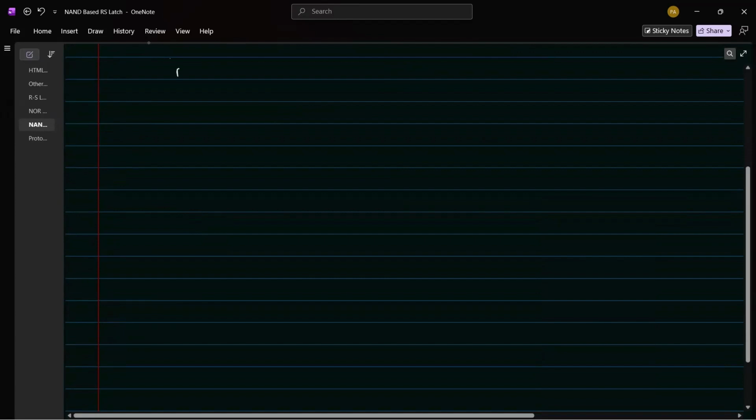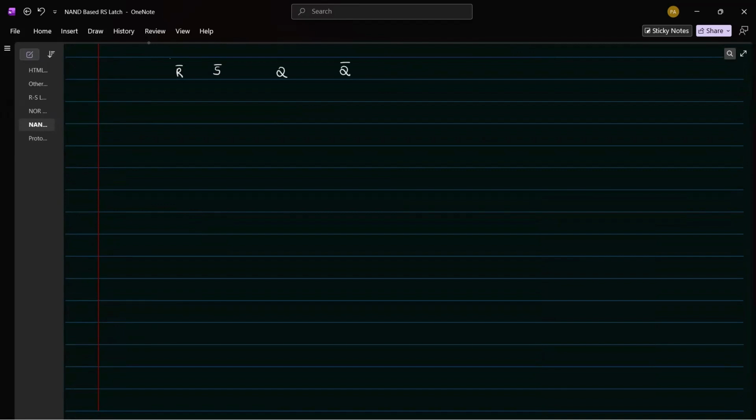Let's start with the truth table. We have R bar and S bar, and then Q and then Q bar. If we use the table for R and S, we start with 0 0, 0 1, 1 0, 1 1. These are the combinations. Since we are using R bar and S bar, we should use the opposites of these. So we will get 1 1, 1 0, 0 1, and then 0 0.